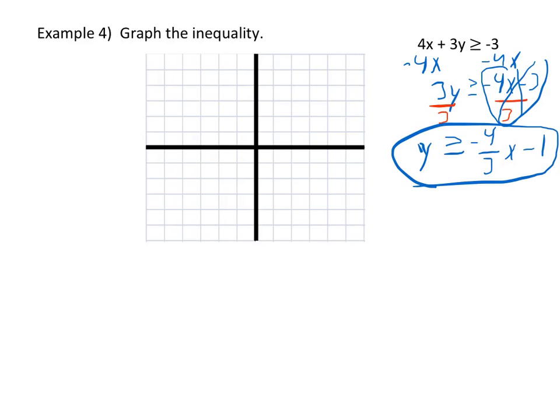The y-intercept is negative 1. The slope is negative 4 over 3. So I put the negative with the 4, so the rise is negative. So we will go down 4, 1, 2, 3, 4, to the right 3, 1, 2, 3, and that's our next point. Our inequality has a line under it, so it's a solid line.